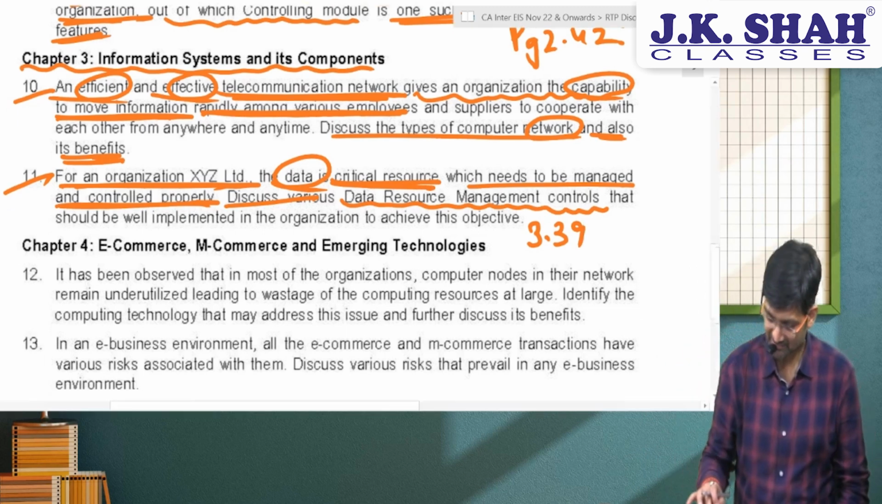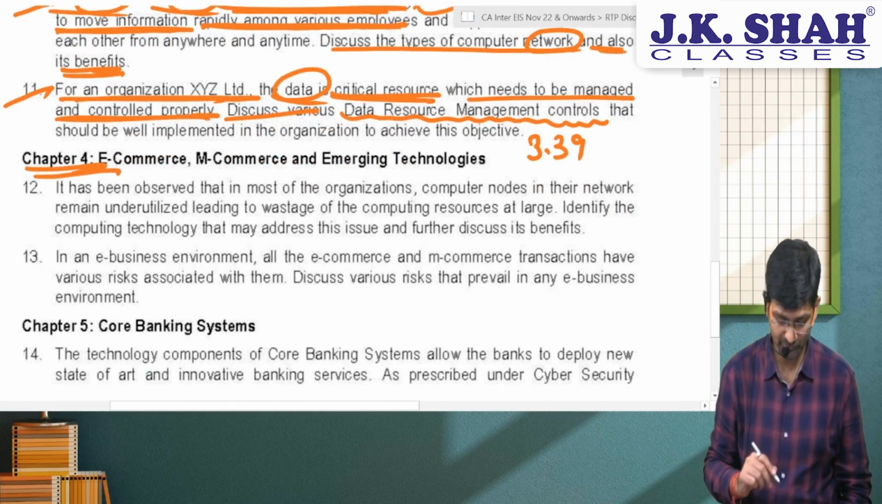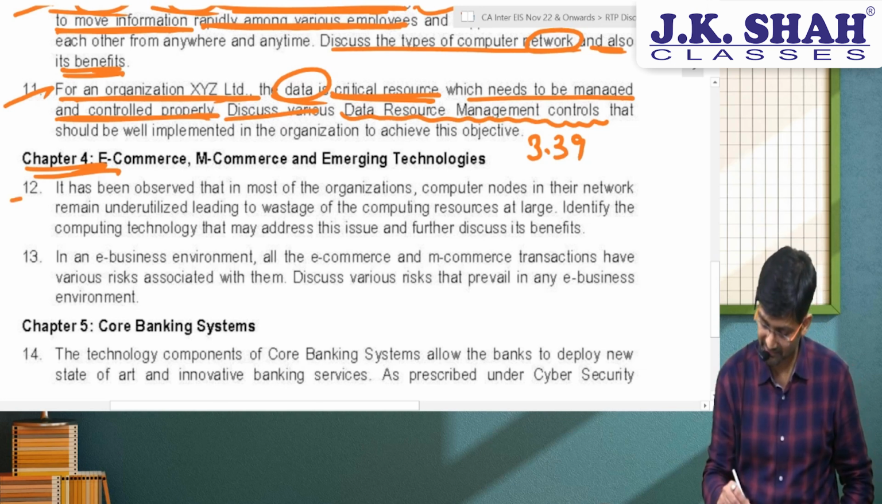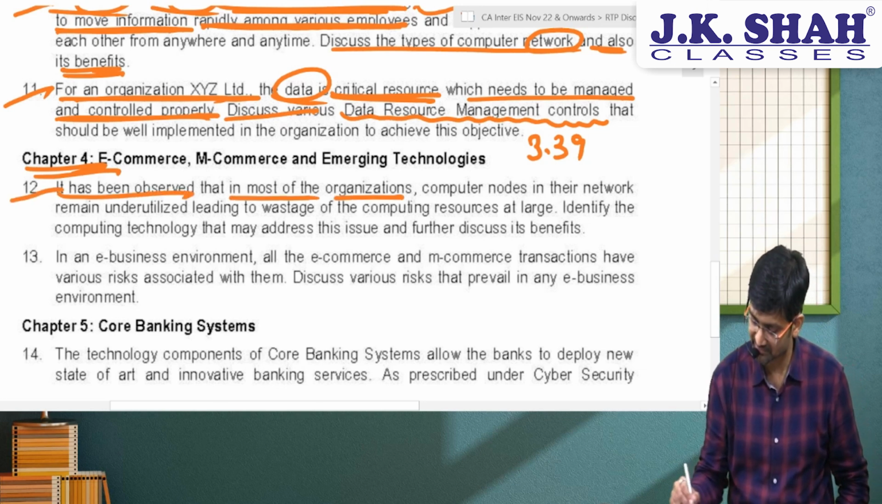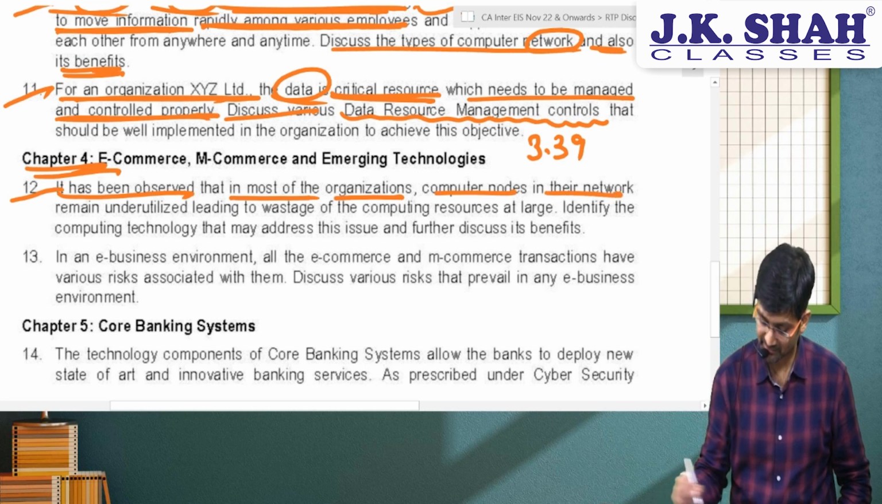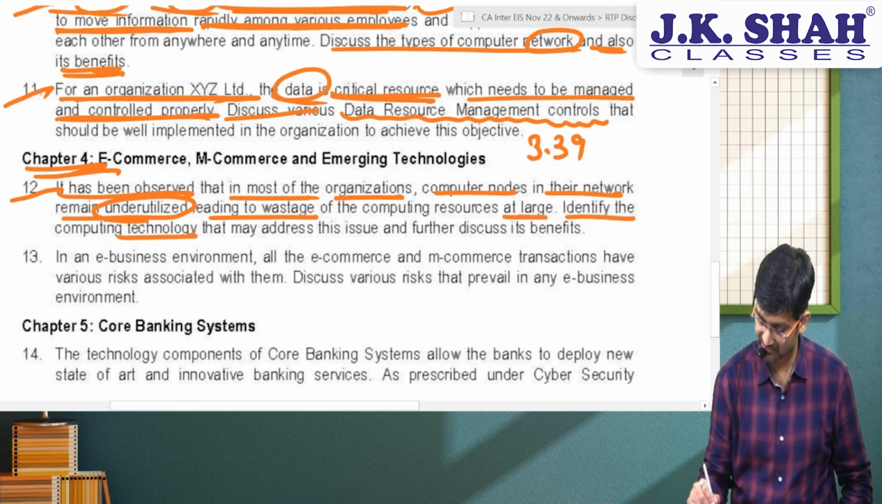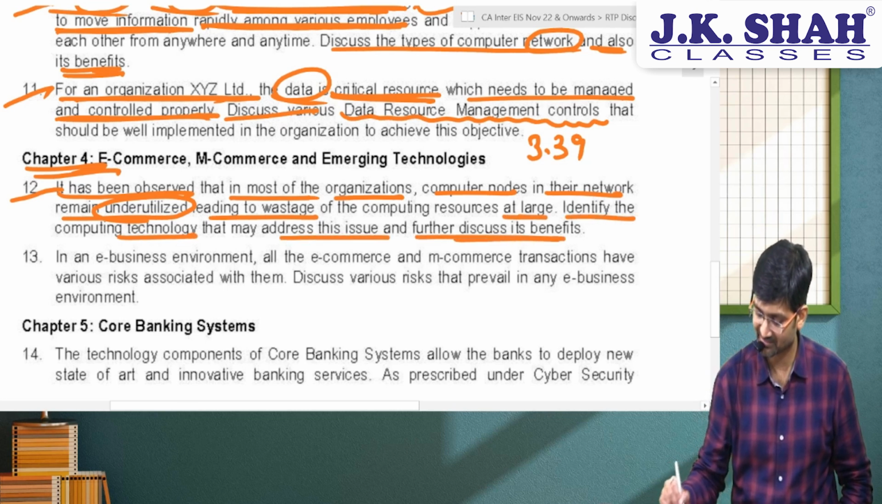Okay, chapter 4, we're moving on. E-commerce, m-commerce, and the emerging technologies. The first question: it has been observed that in most of the organizations, computer nodes in their network remain underutilized, leading to wastage at large. Identify the technology that may address this issue and further discuss its benefits.